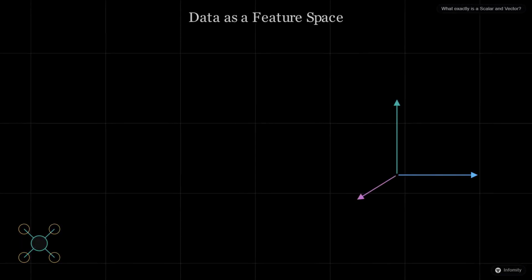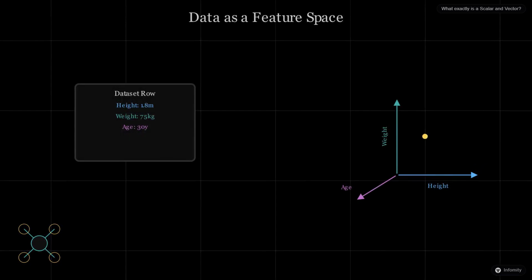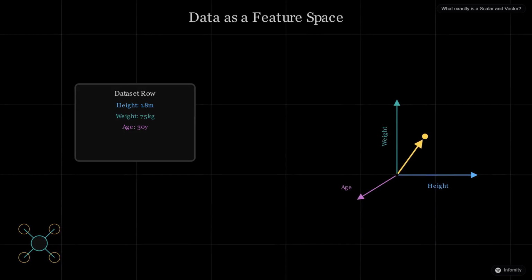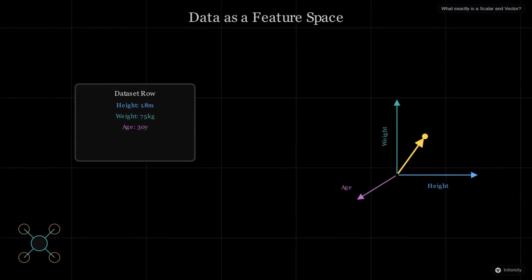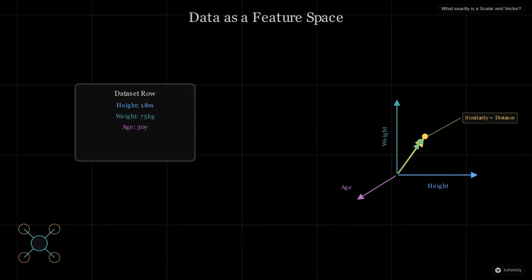We map our dataset features onto abstract axes. Height, weight, and age become spatial coordinates. A vector arrow points to this data coordinate. One more layer most people never get to, how similarity becomes physical distance.